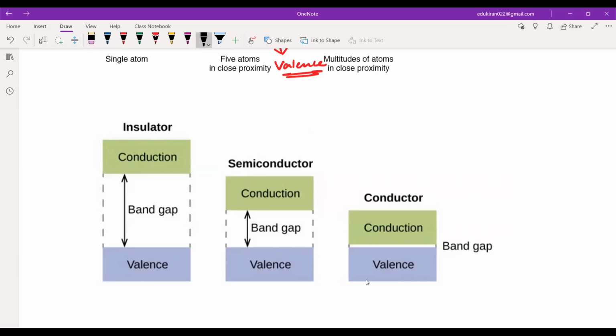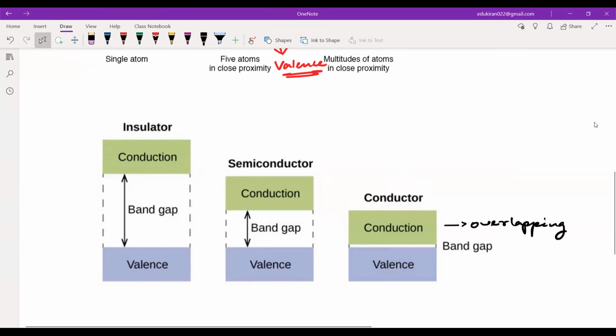If you have a solid in which the band gap is low, that means you have a semiconductor. And if the conduction band and the valence band are overlapping with each other, that means you have a conductor. Okay, so is this clear?